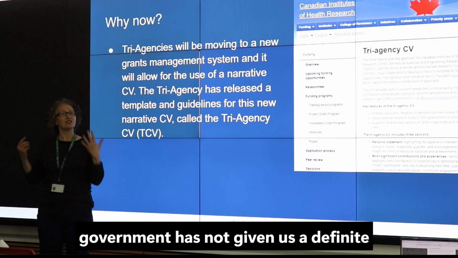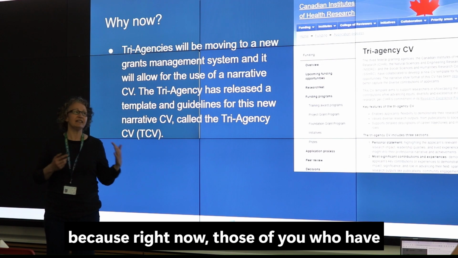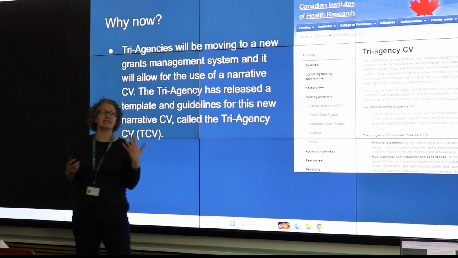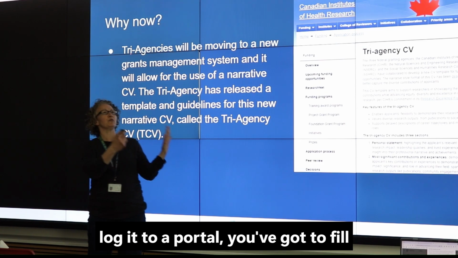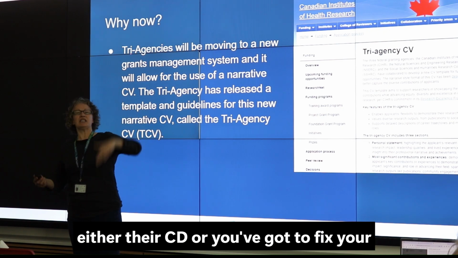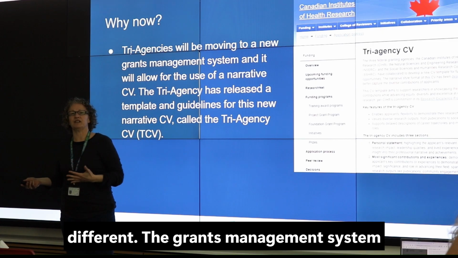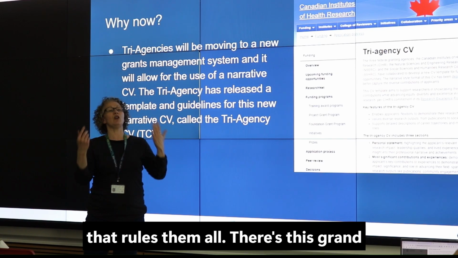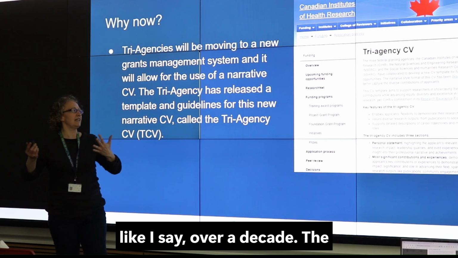Again, the federal government has not given us a definite timeline, but we need that platform. Those of you who have applied for tri-agency funding know that every different competition seems to have a different platform. You've got to log into a portal, fill out a grant application, and either upload their CV or attach your CCV or something. Every competition is different. The grants management system is hopefully going to be the one system that rules them all. It's a grand plan they've been talking about for, like I say, over a decade.